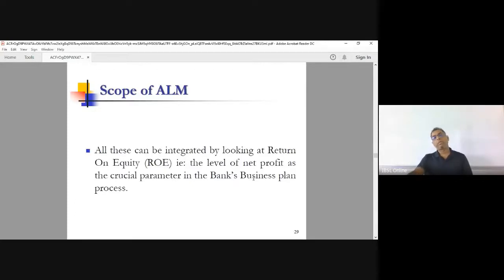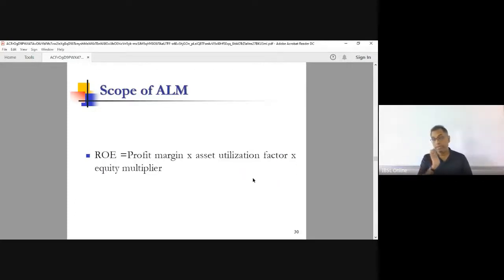So a little bit more on return on equity. If you look at the calculation, it's basically a profit margin, your asset utilization factor, and your equity multiplier. Profit margin is how much net profit you're making after all your costs are taken into account, etc. That's straightforward. Asset utilization factor is how much return you are making for the assets that you have deployed.